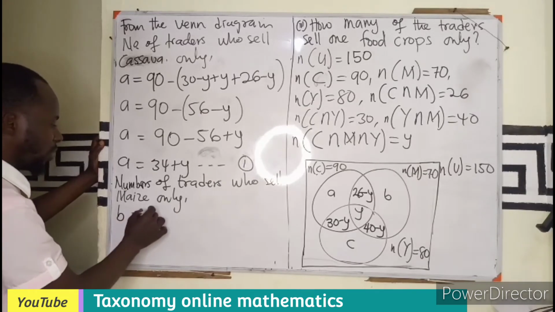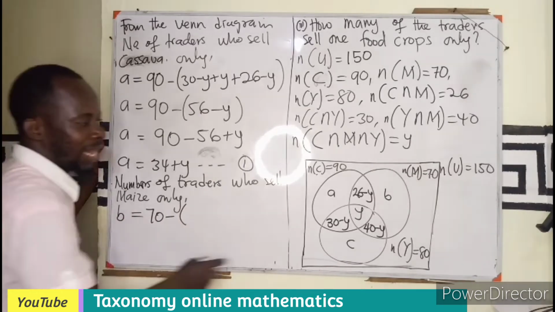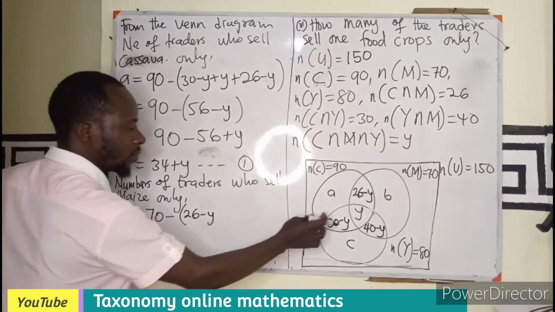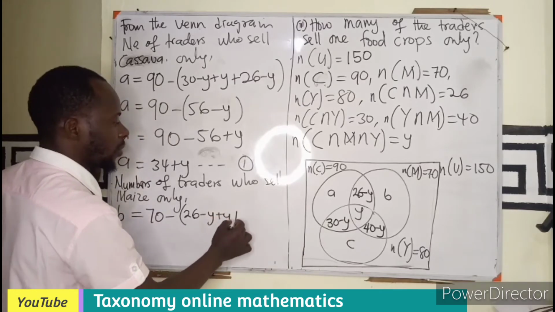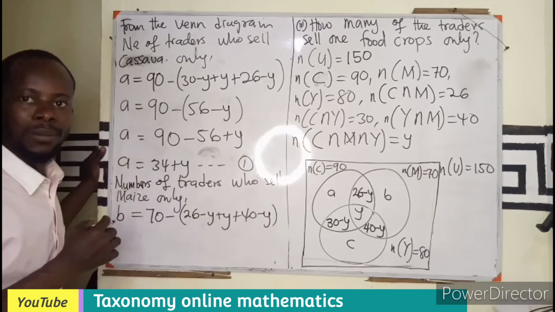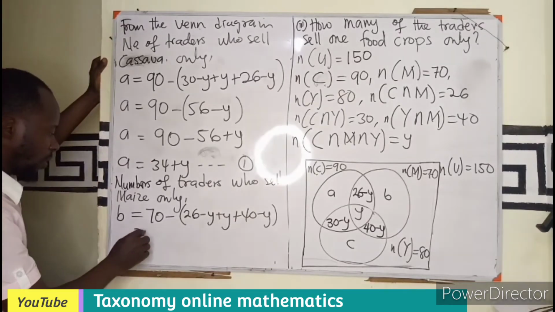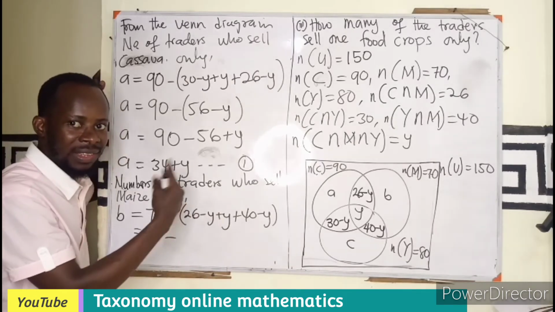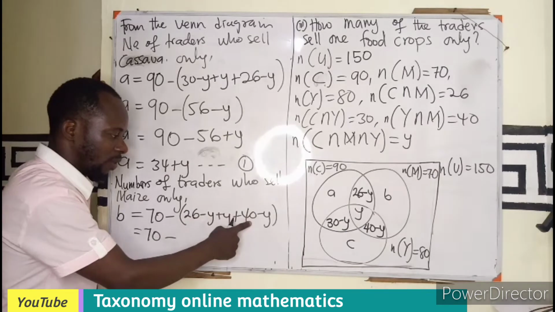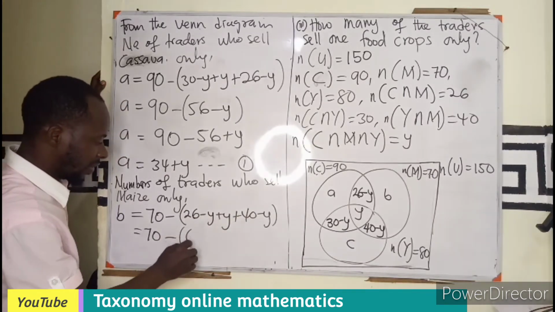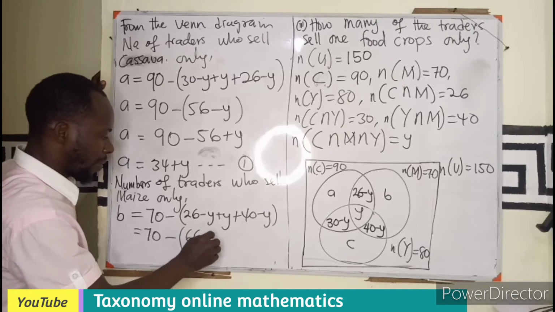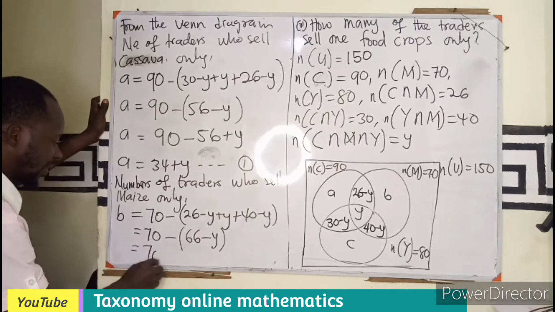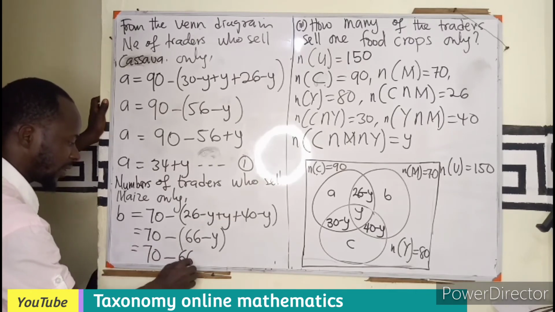Then we have the total to be 70 minus the addition of the remaining regions, which I'll begin from 26 minus y plus the y plus 40 minus y. So in this case, that will be 70 minus y plus y, which gives us 0. So 26 plus 40, and I think that will be 66. Then our minus y will come. Then I'll open this bracket to have 70 minus 66 plus y.